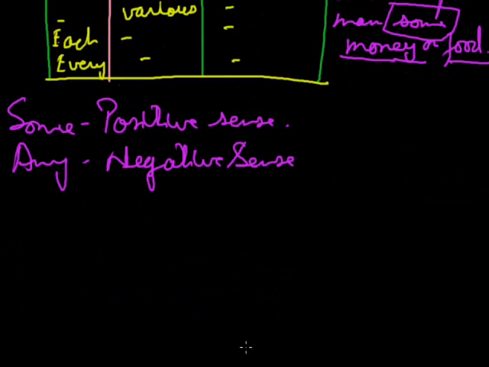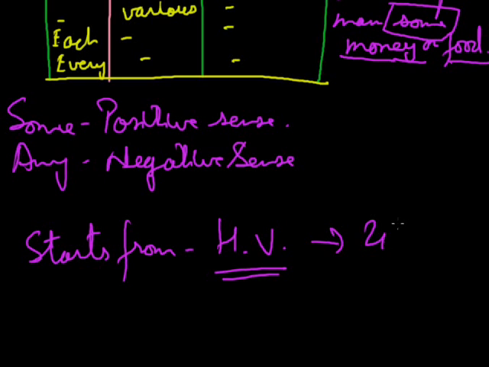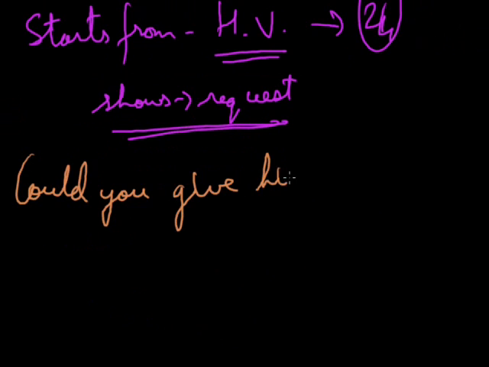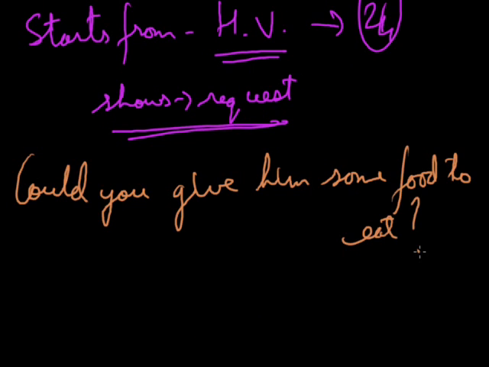Apart from that, if any sentence starts from a helping verb, we all know there are 24 helping verbs. So if a sentence starts from a helping verb and suppose it shows some request, in that sense we will use some. Now over here the sentence starts from the helping verb that is could. Now it is showing some request, that's why we have used some.